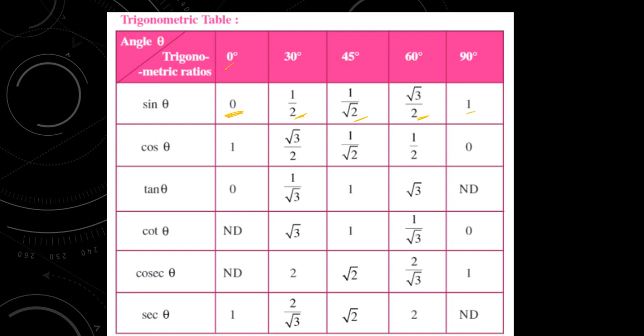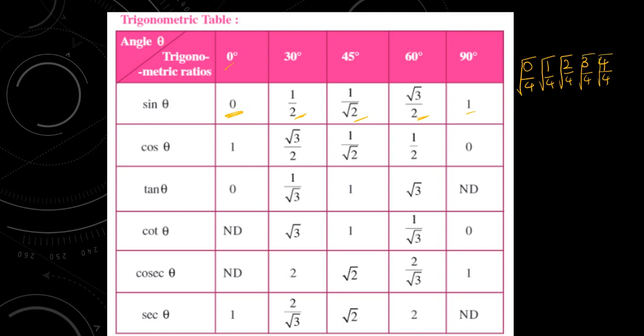If you want, you can learn it in a simple way. Simply write down 0, 1, 2, 3, 4 and after that divide with 4. After dividing with 4, simply apply square root.